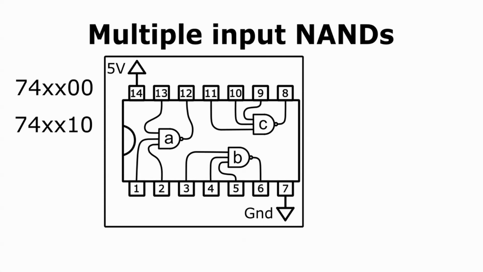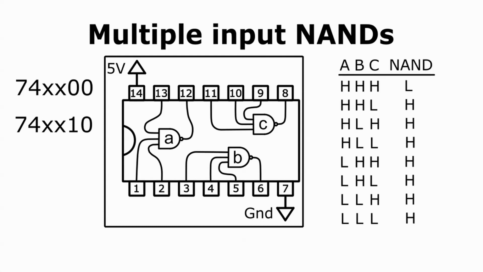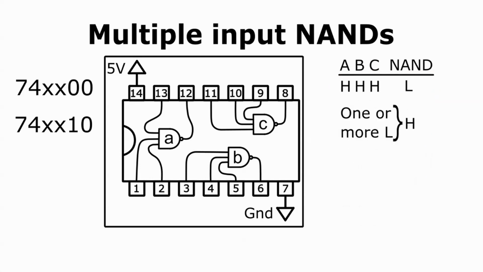Each of these NANDs has 3 inputs. The truth table for 3 inputs is a simple extension of the one for 2 inputs. There are 3 columns for the inputs, so there are now 8 different combinations of highs and lows. There's only one case when the output is low. It occurs when all 3 inputs are high. In every other case, at least one of the inputs is low, and that gives a high output. In fact, the truth table is easier to remember if we say it just like that. If one or more of the inputs is low, then the output is high.